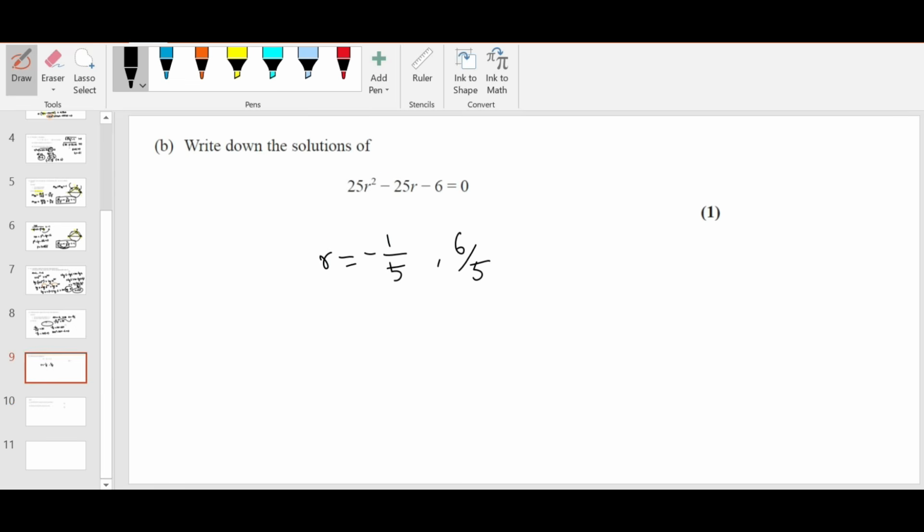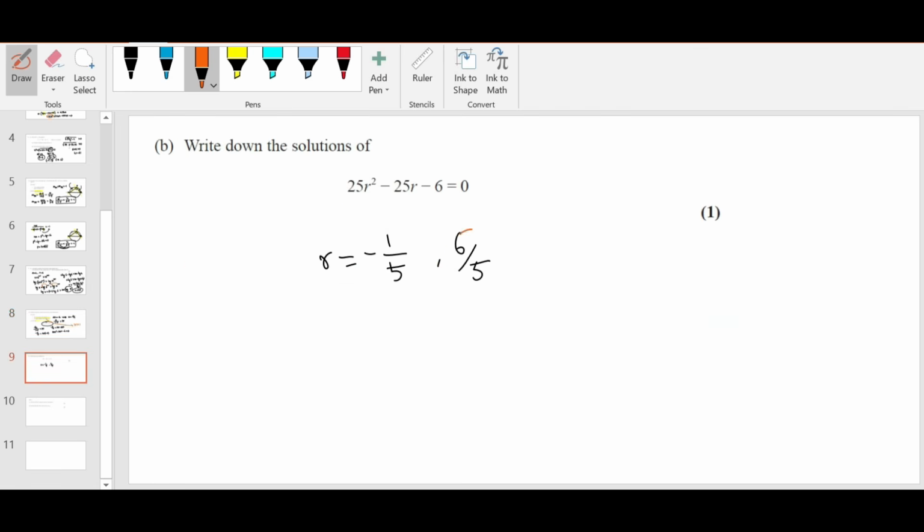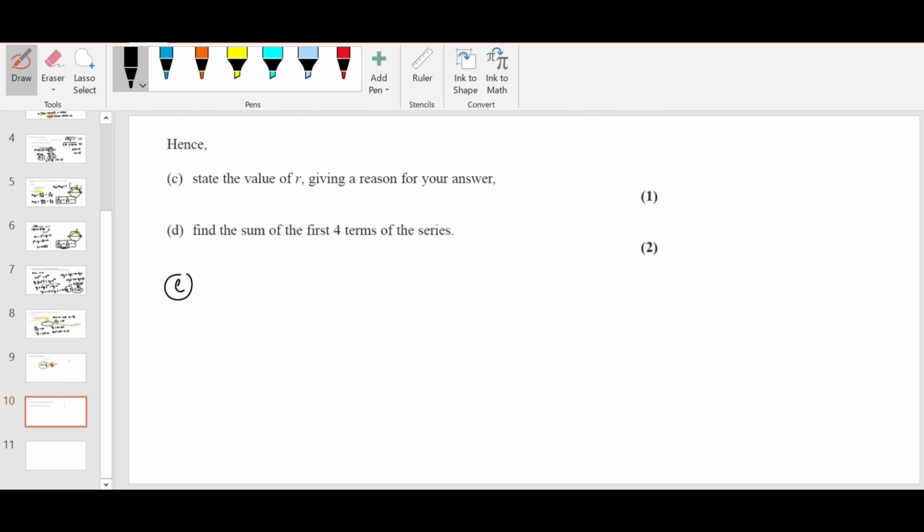There are 2 values we got, but since the question is talking about sum to infinity, the condition for sum to infinity is modulus r should be smaller than 1. So in these 2 values, this value is bigger than 1, ignore it. So this is the r value. So you need to write the answer. r is equal to minus 1 over 5 because modulus r is smaller than 1. You need to mention the condition, otherwise you will lose more.